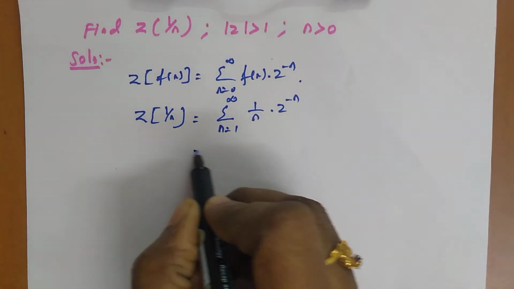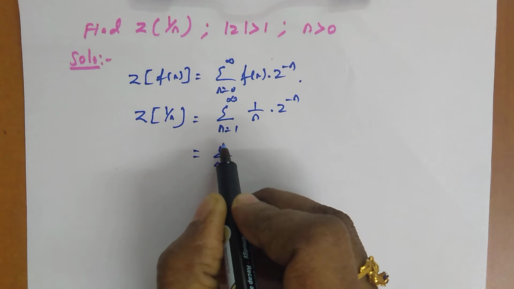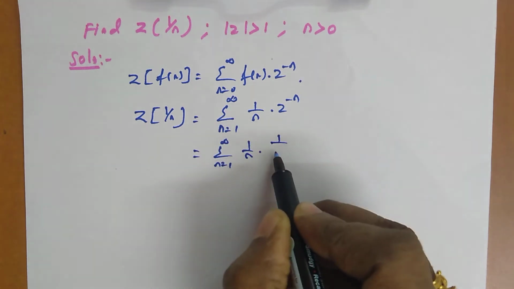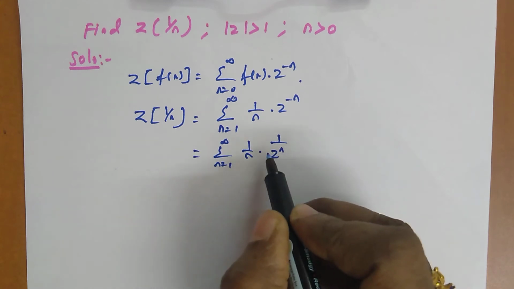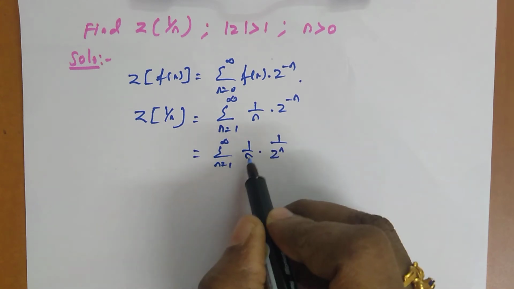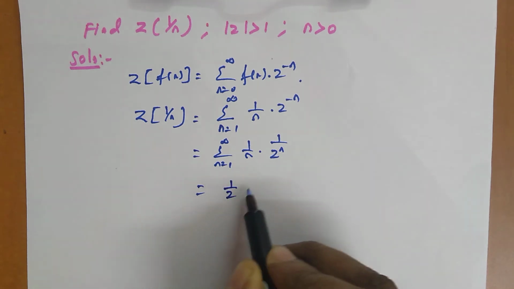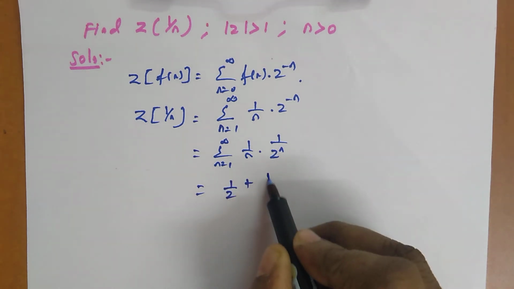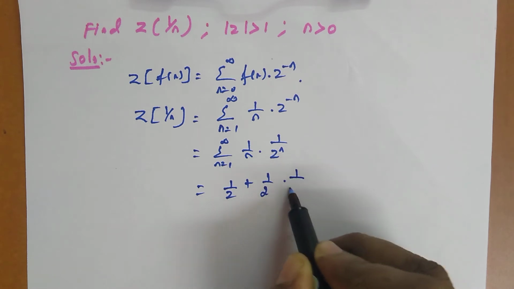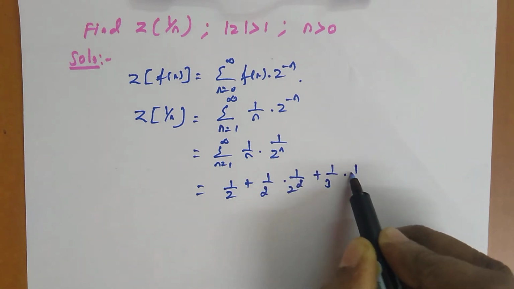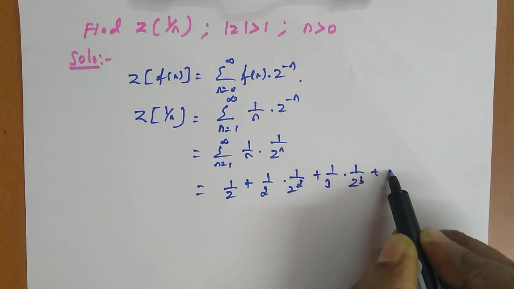So this is equal to sigma n equal to 1 to infinity 1 by n z power minus n, which can be written as 1 by z power n. Now we are going to give values for n. When n equal to 1, 1 by z power 1, so 1 by z plus, when n equal to 2, 1 by 2 into 1 by z square, n equal to 3, 1 by 3 into 1 by z cube plus etc.